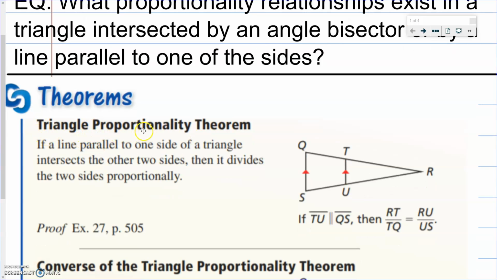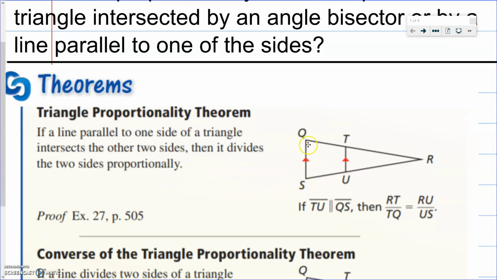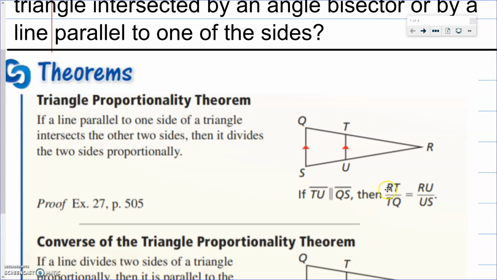So our first one is the triangle proportionality theorem. If a line parallel to one side of a triangle intersects the other two sides, then it divides the two sides proportionally. So what this is saying is if we have a base QS and we draw a line through the other two sides that's parallel to QS, and it's indicated by these red arrows, and that's what this says right here. If segment TU is parallel to segment QS, then this ratio holds.